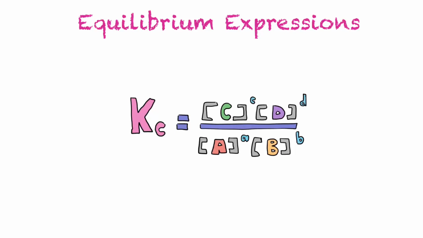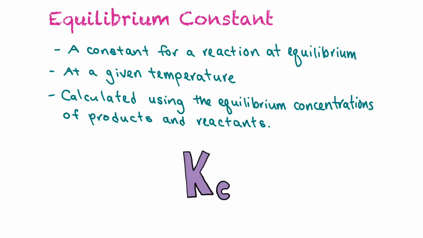In this video, we're going to learn how to write equilibrium expressions, and we'll also learn how to calculate the equilibrium constant. So the equilibrium constant is a constant for a reaction at equilibrium, kind of self-explanatory. It's at a given temperature, so if the temperature changes, the equilibrium constant will change as well. And we calculate the equilibrium constant using the equilibrium concentrations of the products and the reactants. And we also take a look at the coefficients of the balanced chemical equation because they're involved as well.